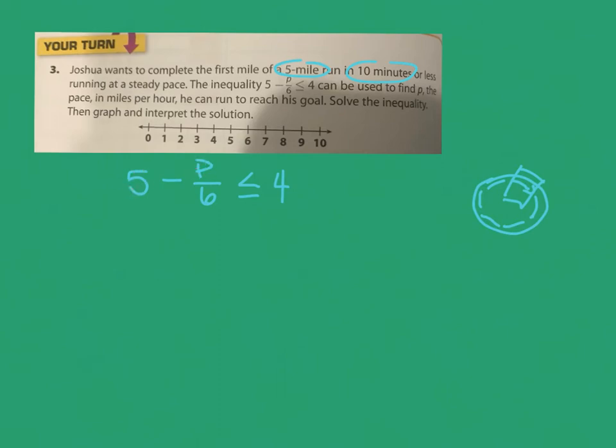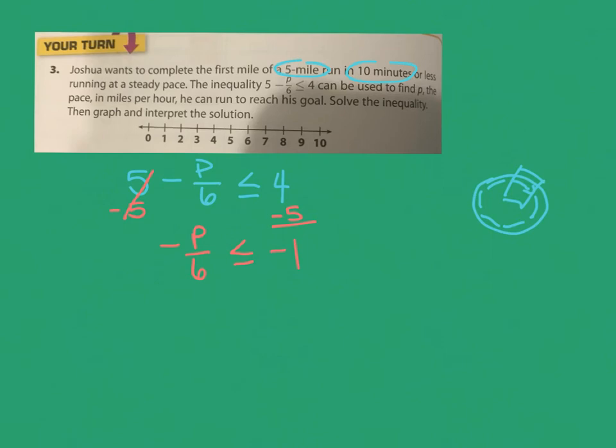This is a positive 5. The inverse, or the opposite of positive 5, is negative 5. This is an add or subtract scenario, so we don't have to worry about flipping our inequality. That cancels. It leaves me with negative P divided by 6 being less than or equal to 4 minus 5 will give me a negative 1, because if I have $4 in my pocket and I owe somebody 5, I'm going to pay 4 of that 5, but I'm still going to owe 1.